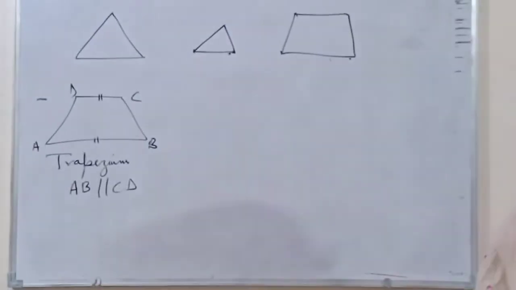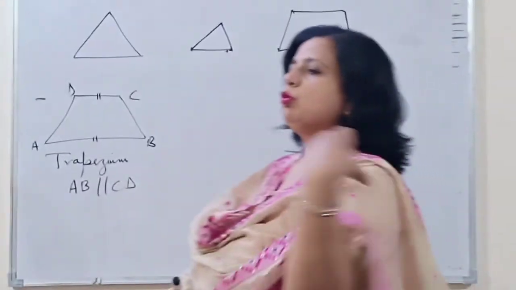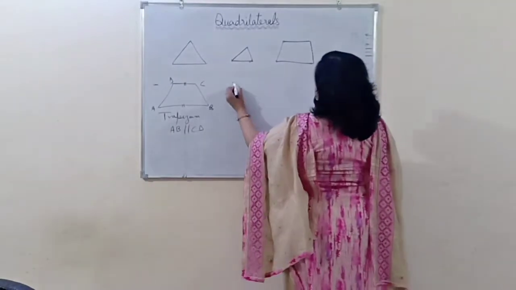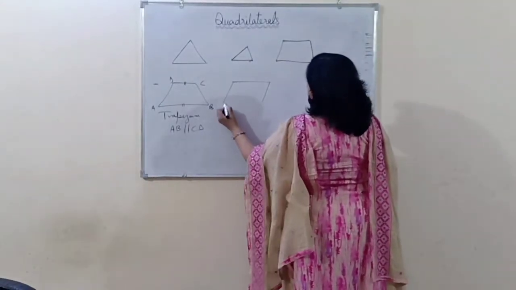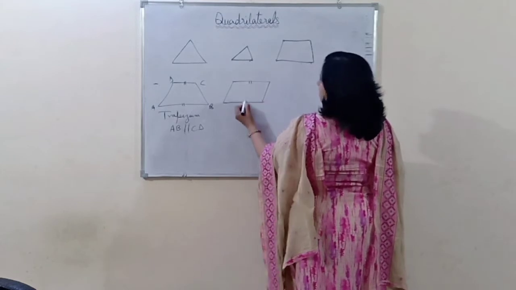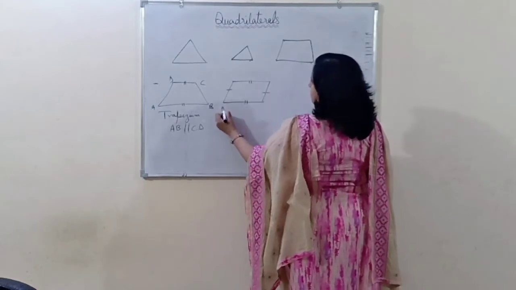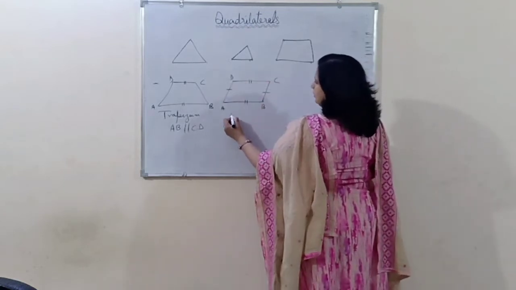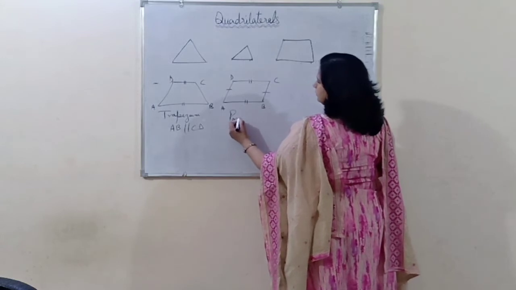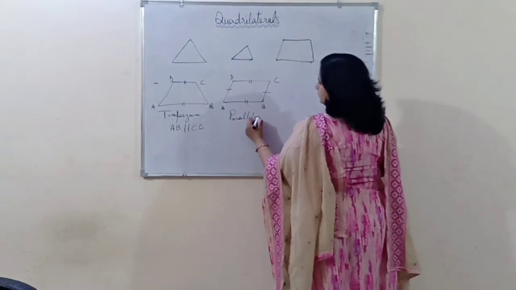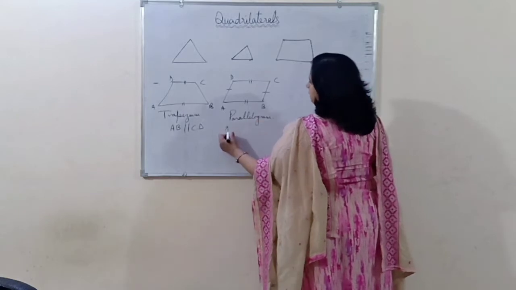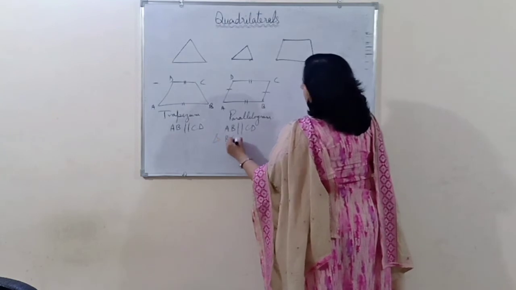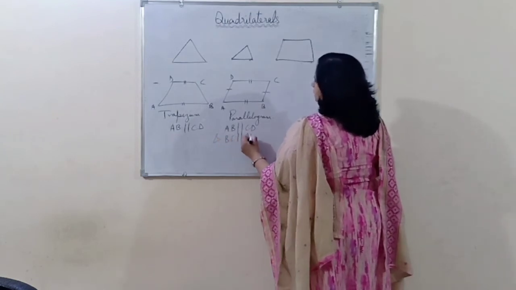A trapezium in which both the pairs of opposite sides are parallel is a parallelogram. Here this pair is parallel to this and this is parallel to this. So ABCD is a parallelogram. AB parallel to CD and BC parallel to AD.